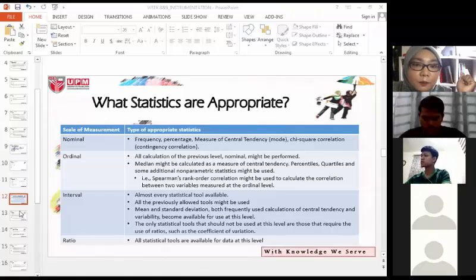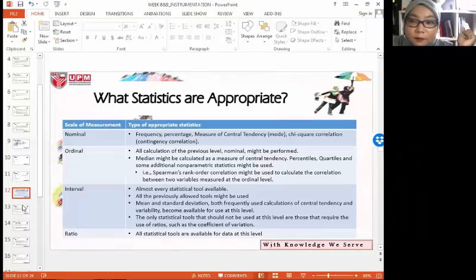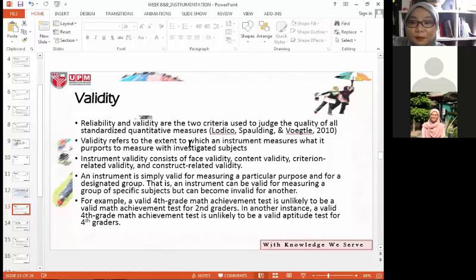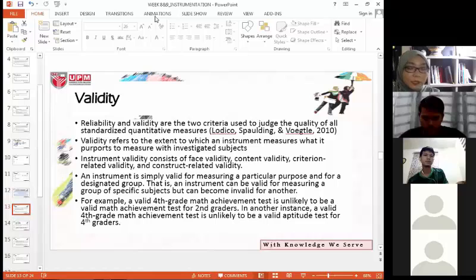Okay, so next we proceed with validity. Both reliability and validity are the two criteria used to judge the quality of all standardized quantitative measures. After you choose your instrument to measure your variables, the next step is to assess whether this instrument is reliable or valid. Validity refers to the extent to which an instrument measures what it purports to measure with investigated subjects. What does that mean? I need to ask you carefully to make sure you really understand what it means.